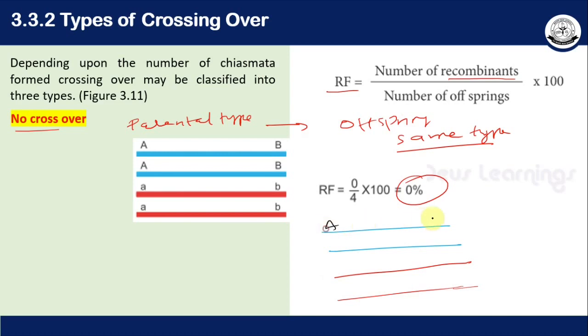So caps A caps B, and again caps A caps B, then small a small b and small a small b. You can see there's no change, so no crossing over took place. Since there's no crossing over, the recombination frequency is 0%.